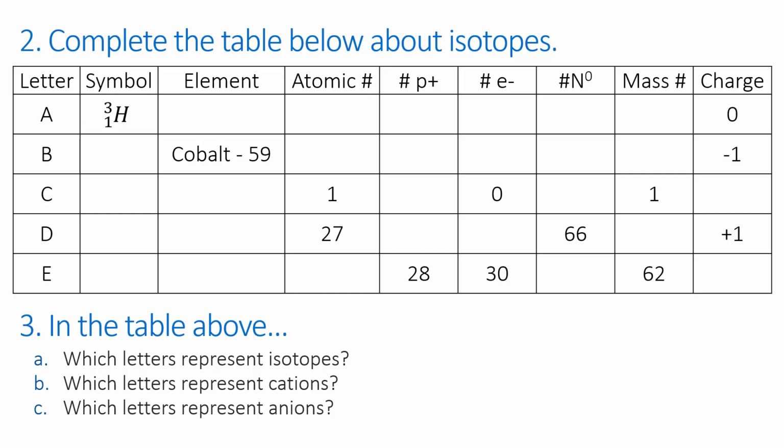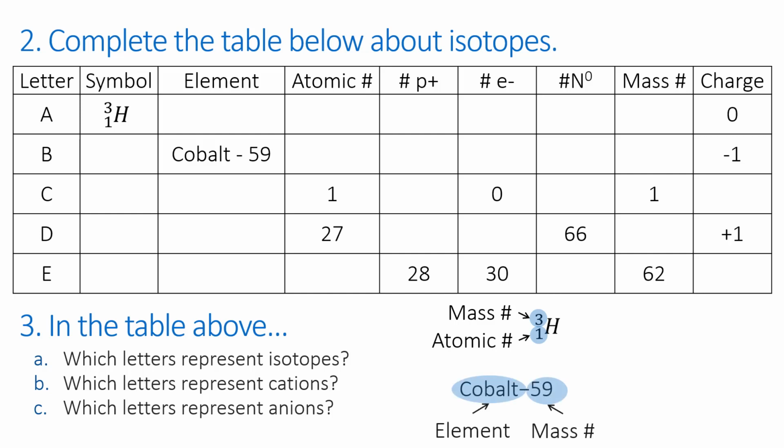The next question asks us to complete a table about different isotopes. So first, when the element is written in the symbol notation, we put the mass number on top and the atomic number on bottom. We can also write it in its element name notation, so we put the element, a dash, and then we write the mass number.